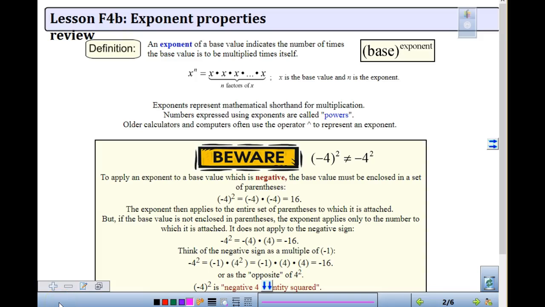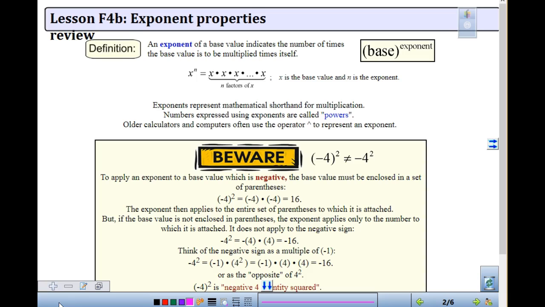Properties, this is what your quiz is going to be on tomorrow, Wednesday. So exponents, the base indicates the number of times that the base is being multiplied by itself. So x to the n, that first property tells us that we have n factors of x. X is the base value, n is our exponent.